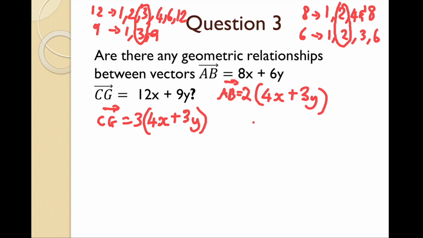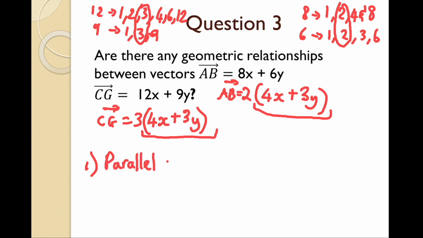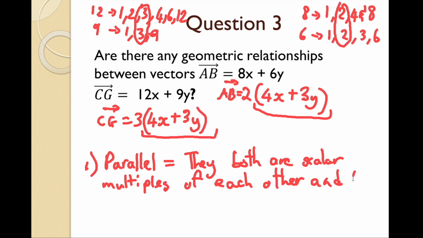But notice, what do you notice when I compare these two? So that means they are scalar multiples of each other. Do they share a common point? No. So they're parallel. They both are scalar multiples of each other and do not share a common point.